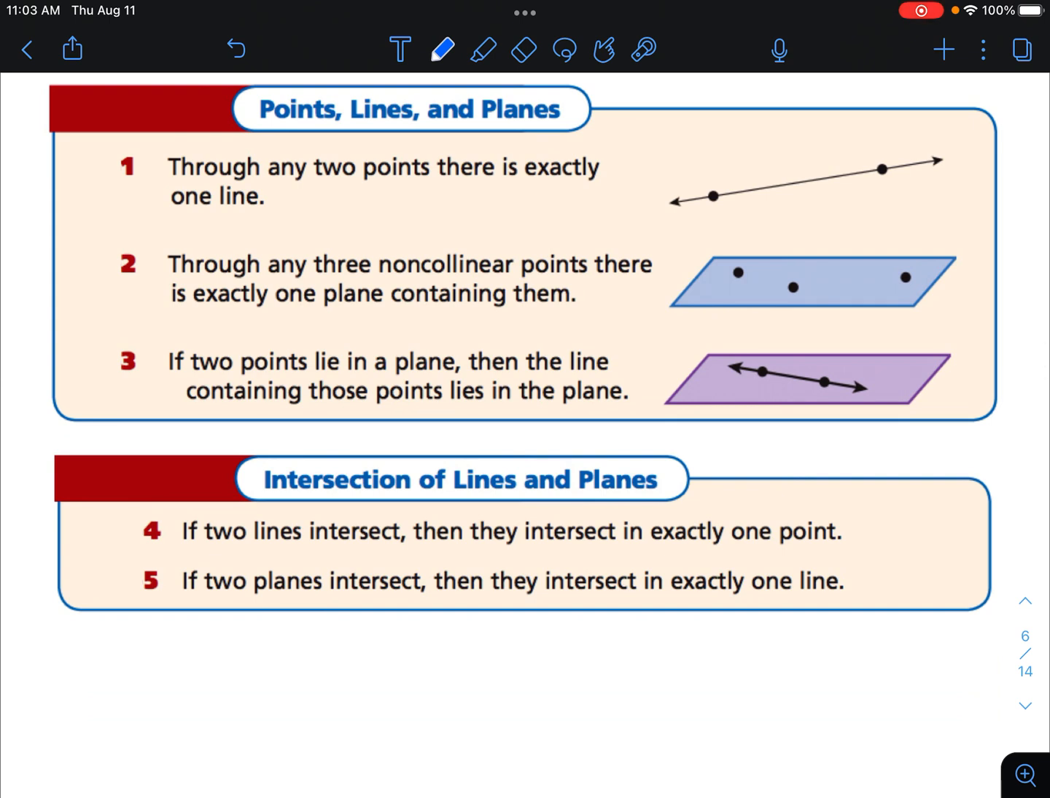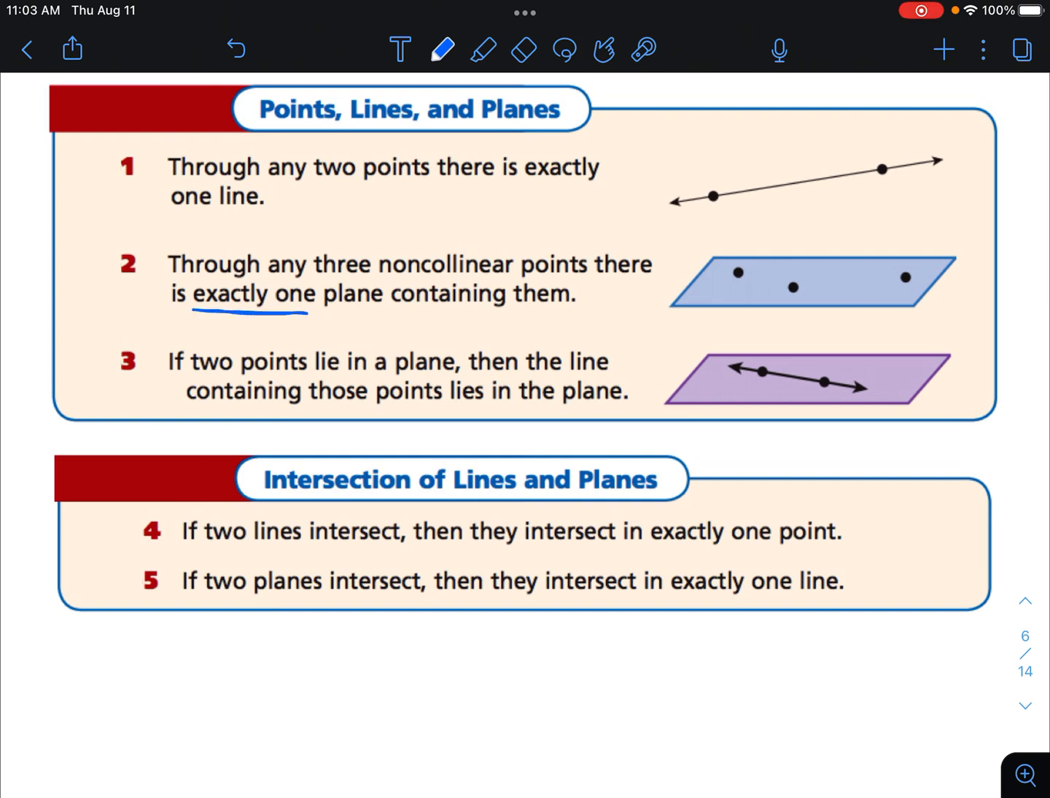Lastly, here are some of what we call postulates. We'll get into this a little bit more tomorrow, but just some basic ideas about how these things interact with each other. Most of these are common sense. Through any 2 points, there's exactly one line. So that would be the only line you could draw that goes through both those points. Here's through any 3 non-collinear points, there's exactly one plane.